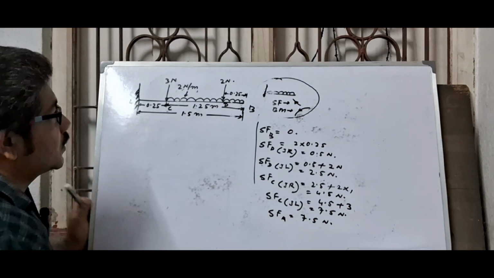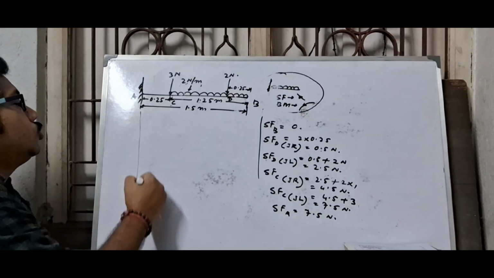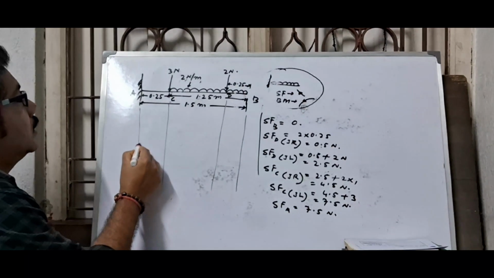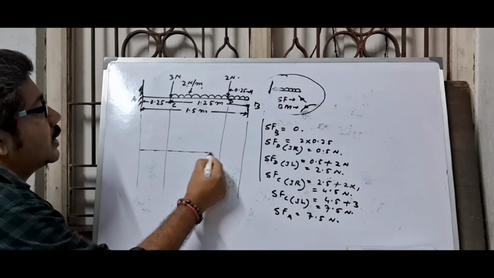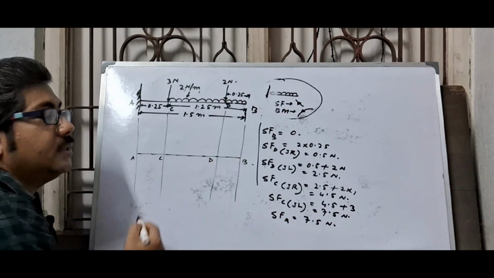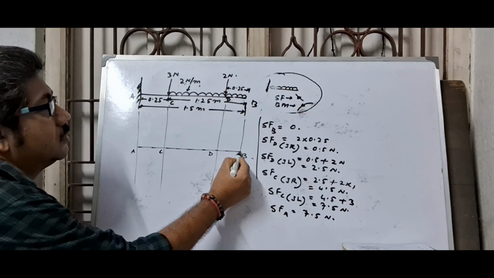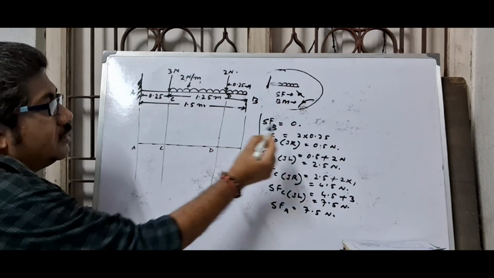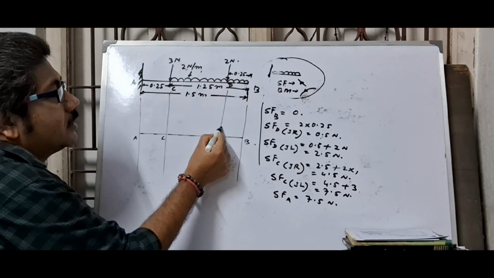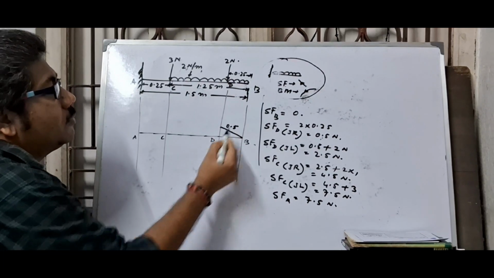Now draw the SF diagram. From all the points you should draw projection lines. At first, draw the reference line. This is A, C, D, B. Now shear force at point B, this is 0. Just right at point D, this value is 0.5, and for UDL you know that this line is inclined. So here the line is inclined. Here the value is 0.5.